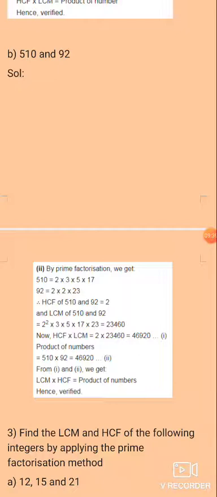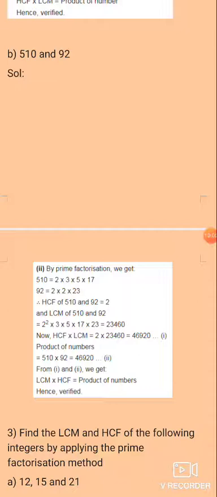First, the HCF of 510 and 92, the highest common factor. Here 17 is not a common factor. 23 is also not a common factor. 5 is not a common factor. 3 is also not a common factor. But the first and the second have a common factor, the number 2. So we select 2 as the HCF, the highest common factor.